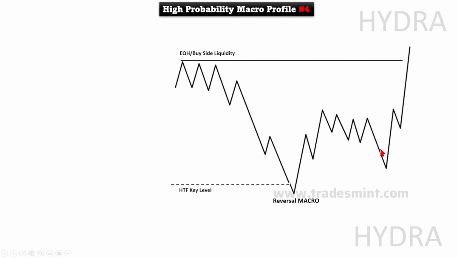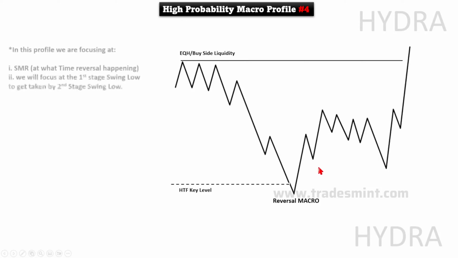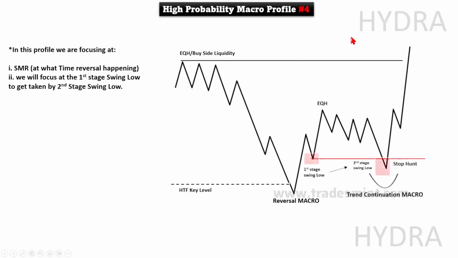But this time our second stage distribution is going below the first stage distribution. That's what we'll be looking at. In this profile, we are focusing on SMR, at what time reversal is happening. We will also focus on the first stage swing low getting taken out by the second stage swing low. In this market profile, our first stage distribution low is getting taken out by the second stage distribution, okay? That's why I marked it as a high probability macro profile.